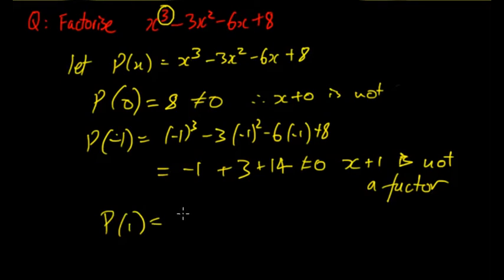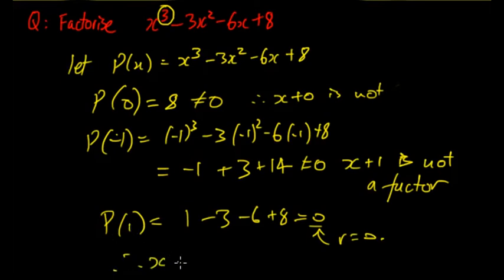p(1) is equal to 1 - 3 - 6 + 8. So that's 9 minus 9, which is equal to 0. So now we can see that the remainder is equal to 0. Therefore, x minus 1, because it's whatever value inside that makes the brackets equal 0. So x minus 1 is a factor of x^3 - 3x^2 - 6x + 8. So we know straight away that one is a factor.